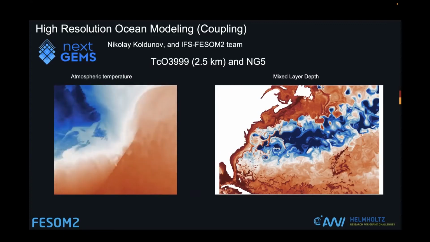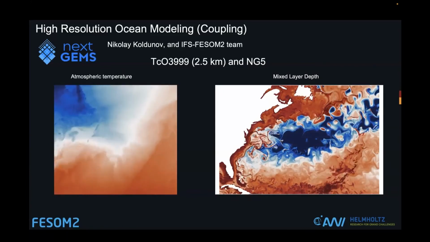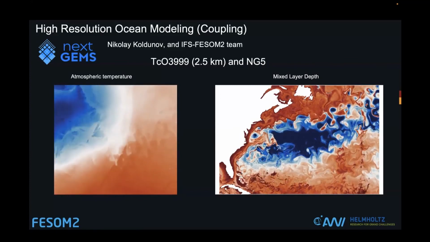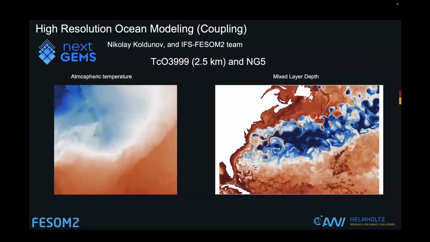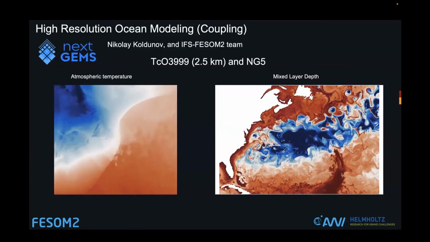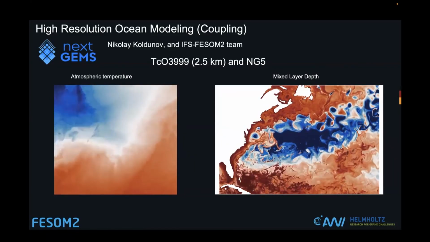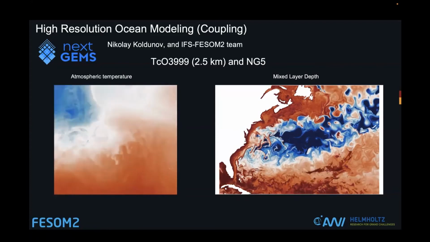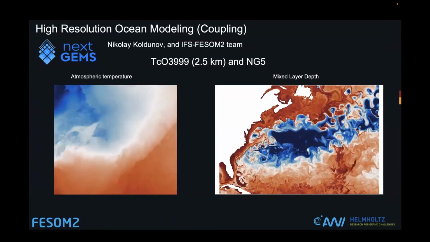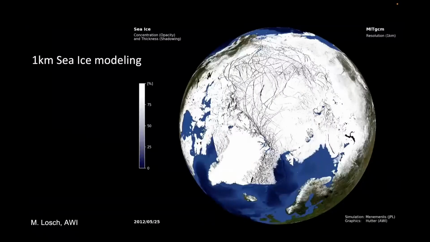So this is looking at atmospheric temperature and mixed layer depth in a high resolution 2.5 kilometer ocean atmosphere coupled system. So this is actually kind of neat. You can see the diurnal cycle, and then you can see all the eddies and evolution of the Gulf Stream in the Atlantic on various timescales, and looking at how it affects the mixed layer and how the atmosphere actually stirs up and modifies the ocean.